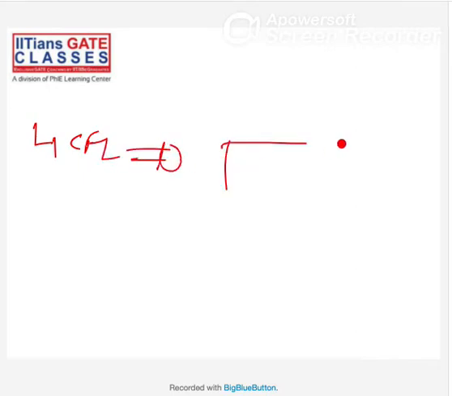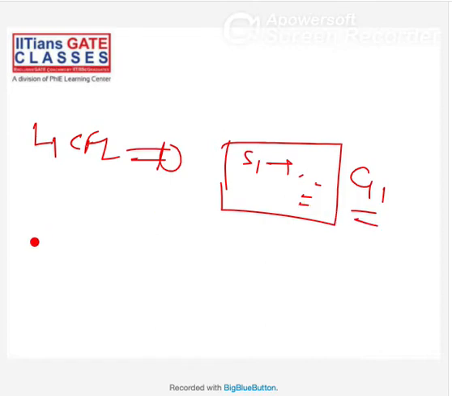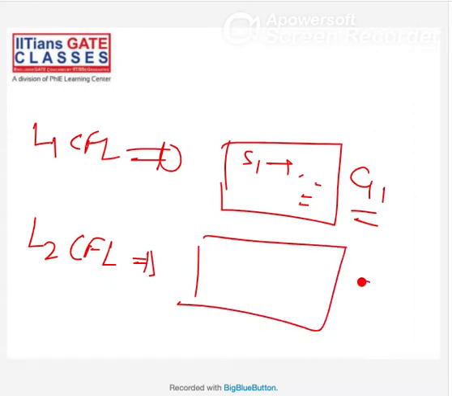So you have CFG G1. Let's assume S1 is the starting symbol of this CFG G1. This L2 is also CFL, so you have CFG G2 for L2. Let's assume S1 is the starting symbol of G1, and S2 is the starting symbol of G2.